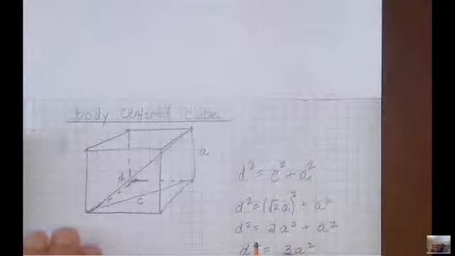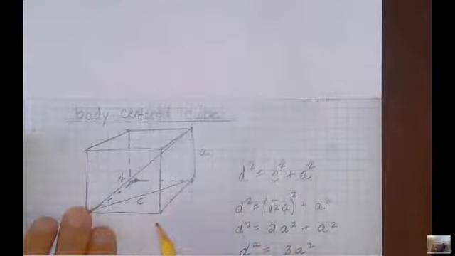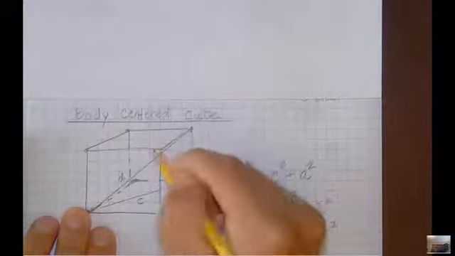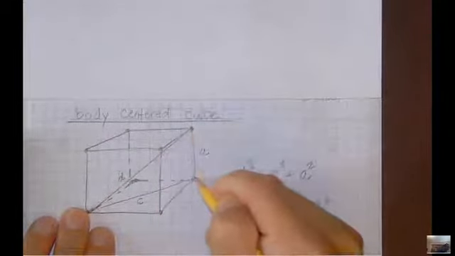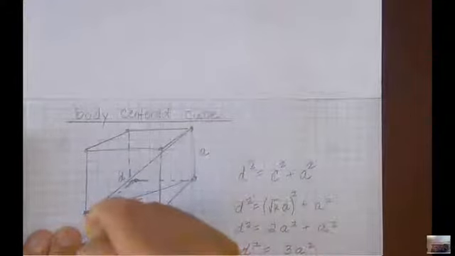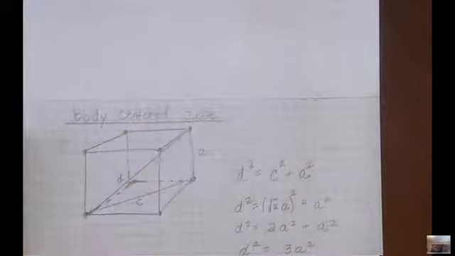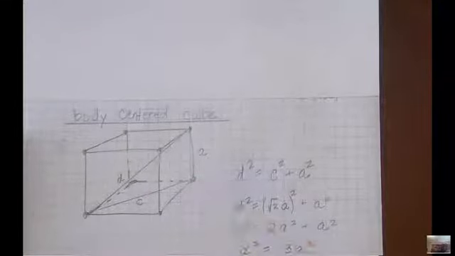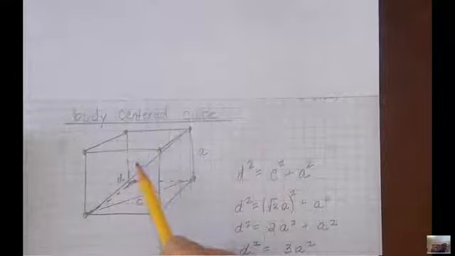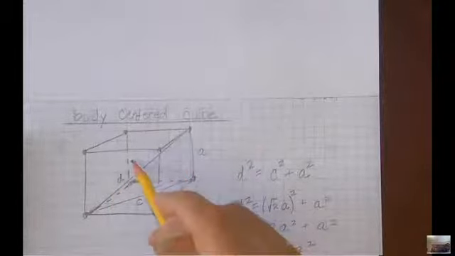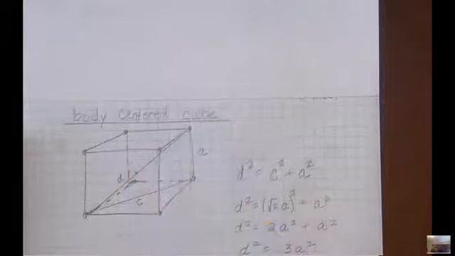Okay, now for the body-centered cube, remember, what do we have? We have one lattice point or one atom at each of the corners always, so we know those guys are there. I didn't draw them in because it would make it too complicated, but just think of an atom there, okay? And instead of having a second metal atom in each face, we have one exactly in the middle.